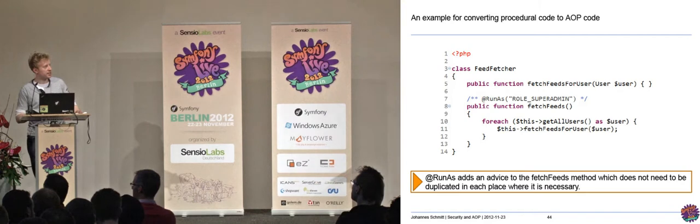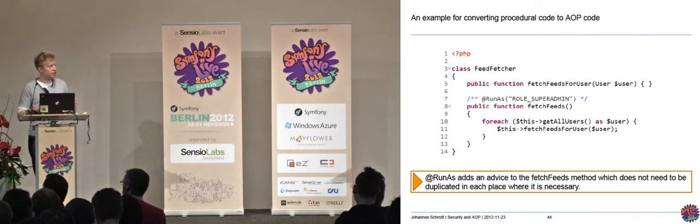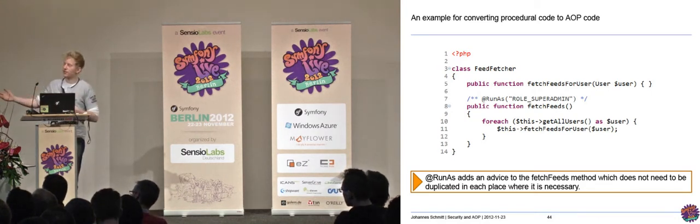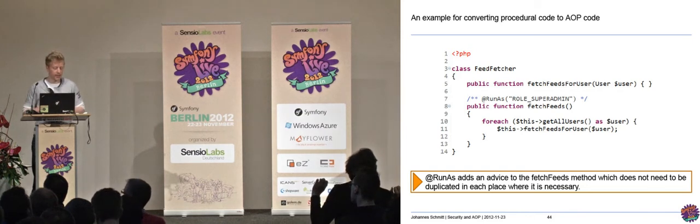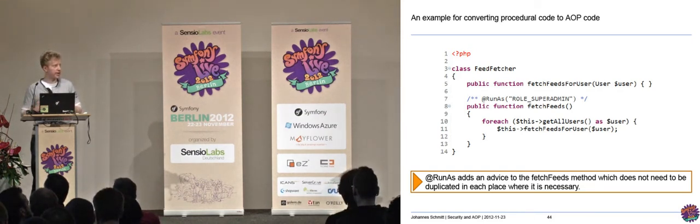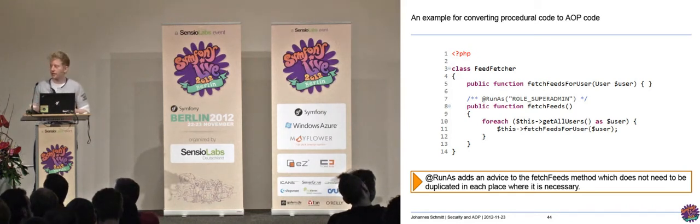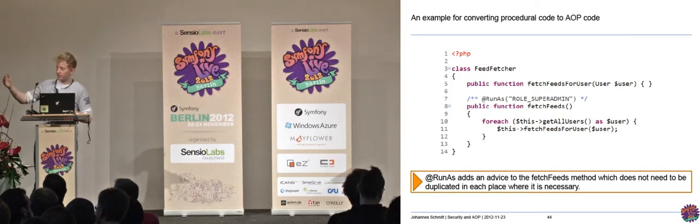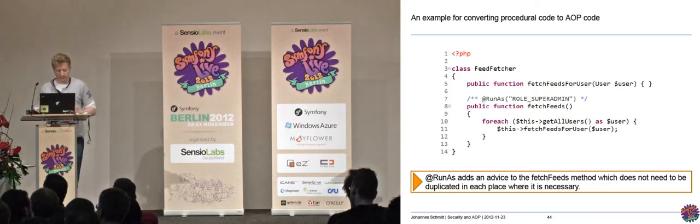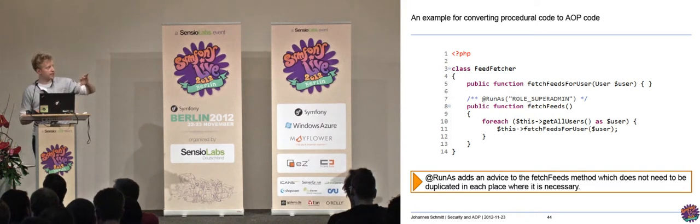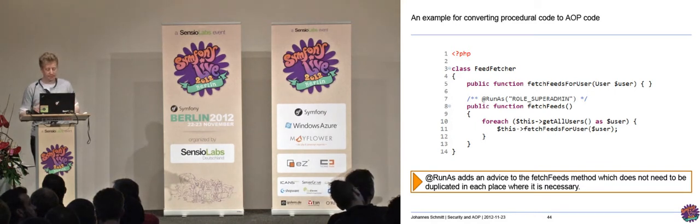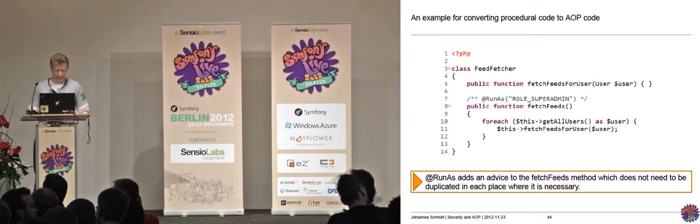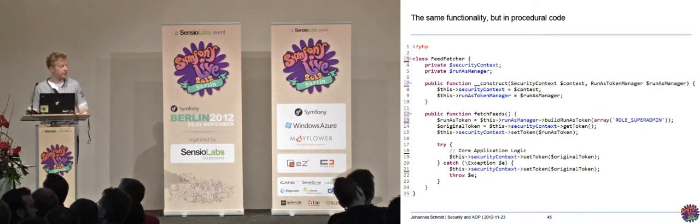In that case, we basically have a fetch feeds method, which iterates over all users that we have and then fetches feeds for them. And we want that this method basically runs with superadmin permissions, so that any security checks that would be invoked during this method would be allowed. And with using AOP, we can just add one annotation to that, and it would basically do everything else for us. If you look at how it looks, if you write this out in code, it's a bit more.